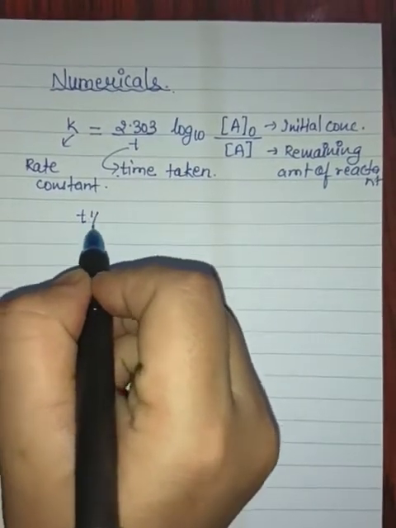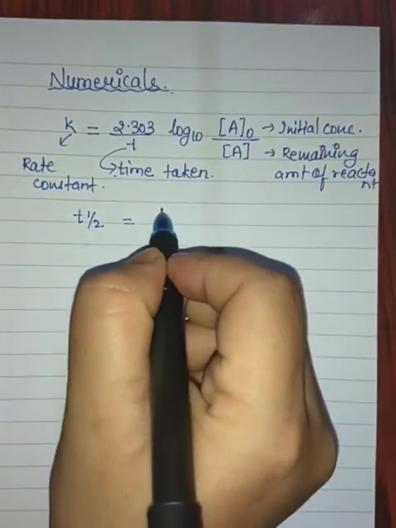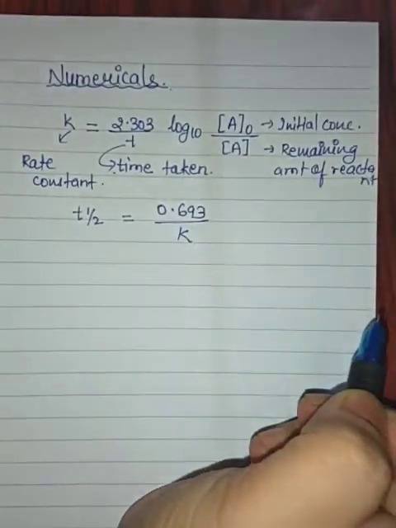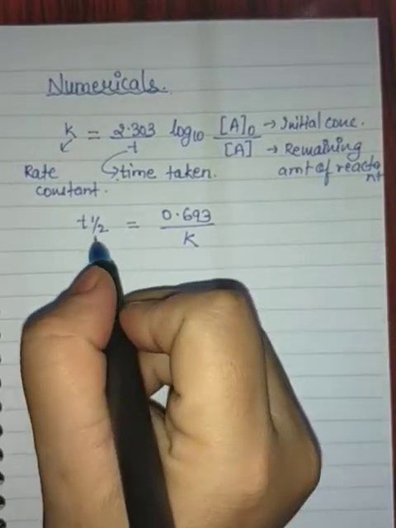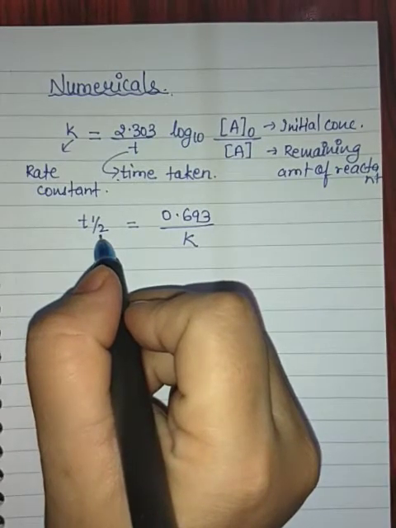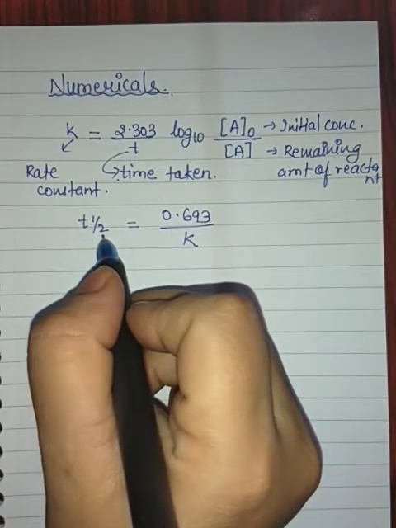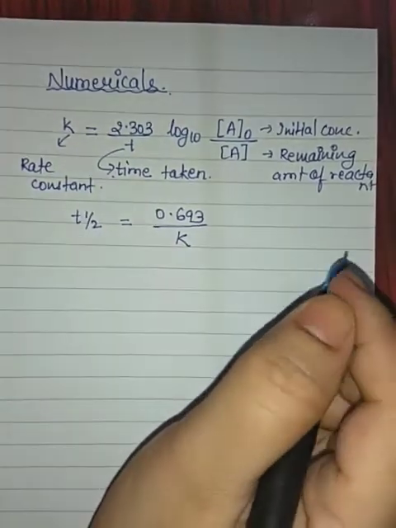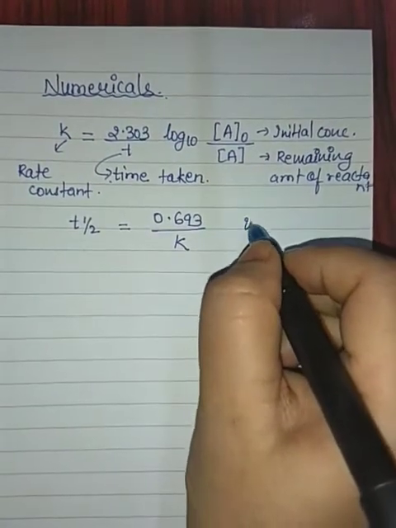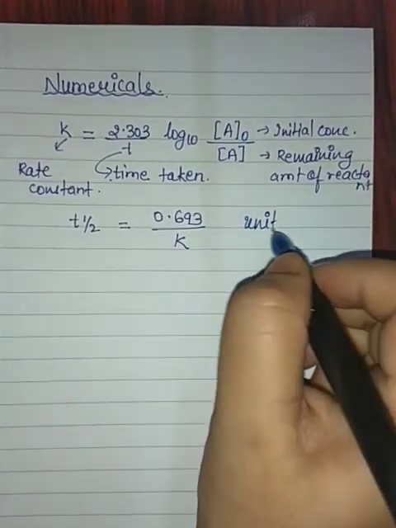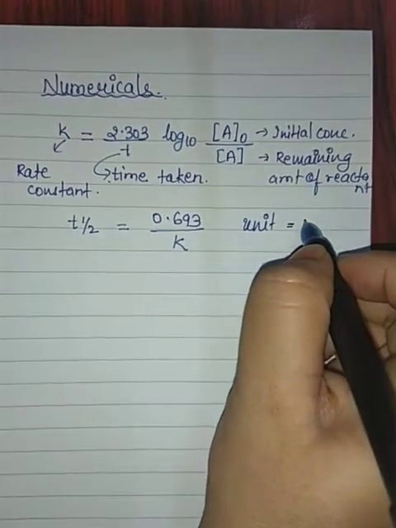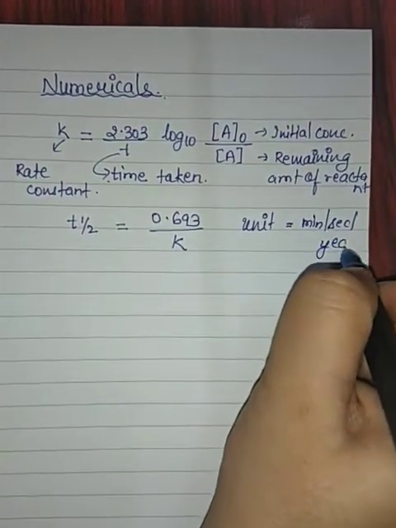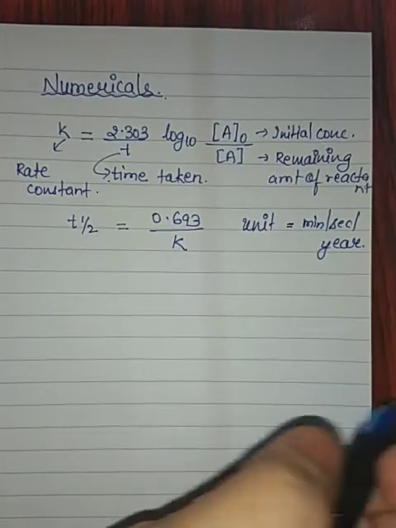Half-life time is given as t half is equal to 0.693 upon k. Again, k is the rate constant, and t half is the half-life time of the reaction, for the amount of reactant to reduce to half of its initial value. The unit of t half will be either minute or second or year or days, whatever it is.